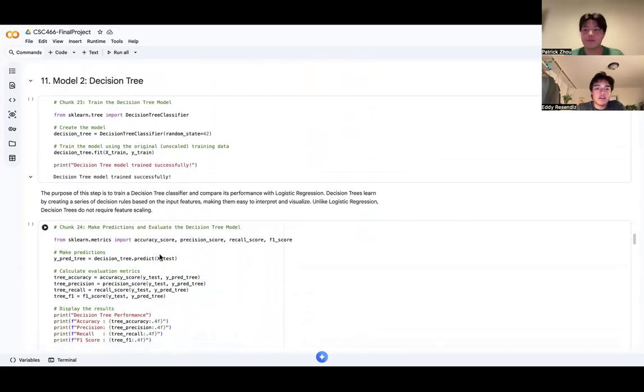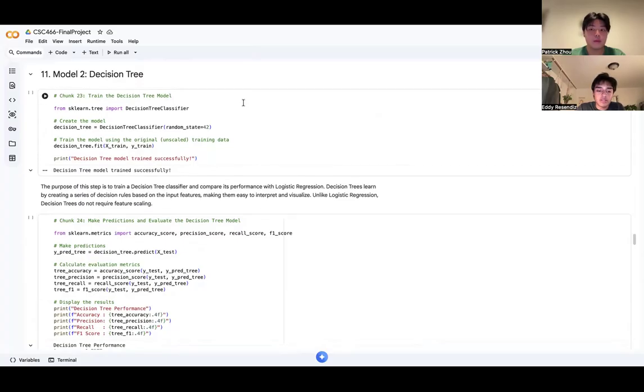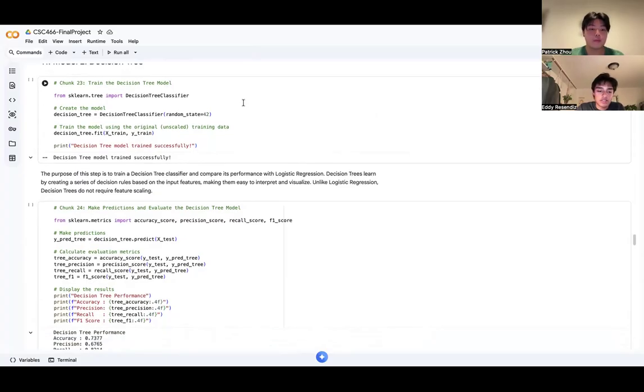Okay, and the process is pretty much the same for our other models. Our second model is the decision tree. The purpose of this chunk of code is to train the decision tree classifier and compare performance with logistic regression. Decision trees learn by creating a series of decision rules based on the input features, making them easy to interpret and visualize. Unlike logistic regression, decision trees do not require feature scaling.